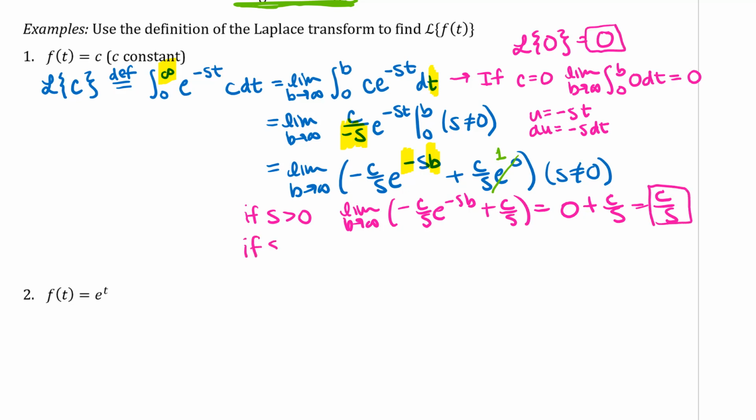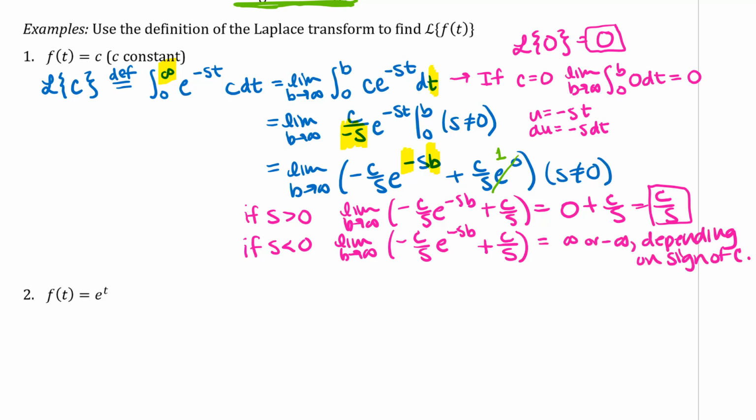All right, and if s is negative, then my e to the negative sb term, if s is negative, there's a negative sign in front of s in the exponent there, and so that term will approach either positive or negative infinity depending on what c is, depending on the sign of c. But that integral actually diverges. So when we talk about an improper integral converging, that means it approaches a value and not infinity or negative infinity, or the limit does not exist.